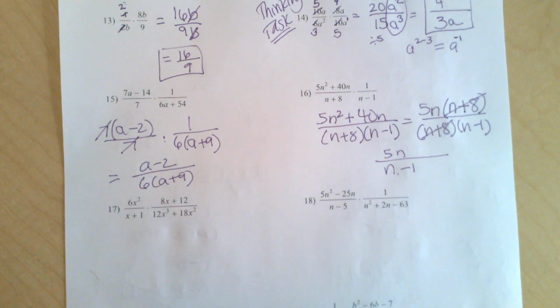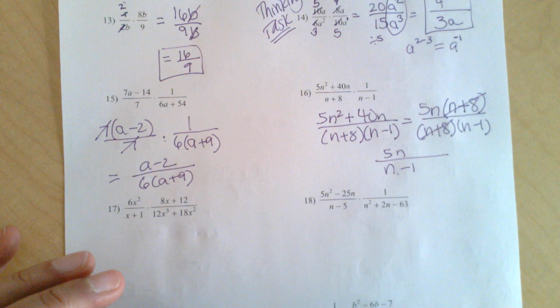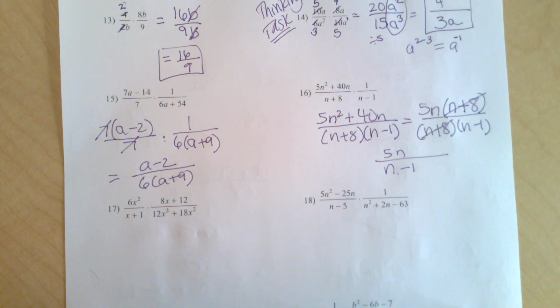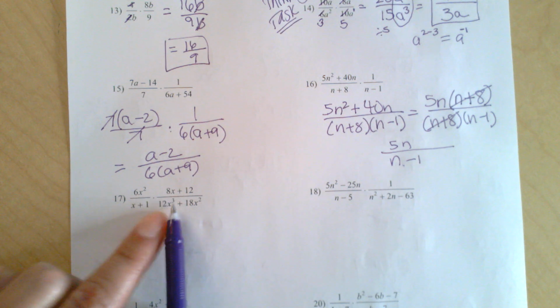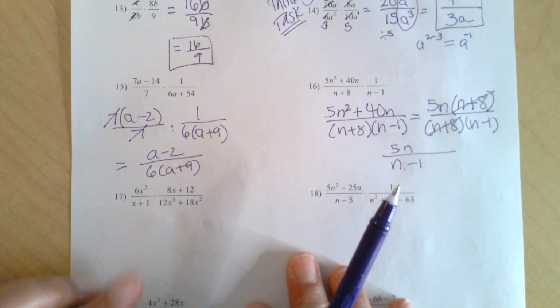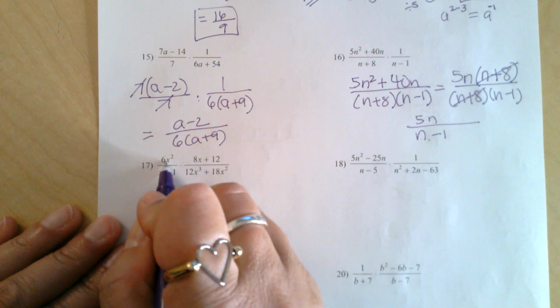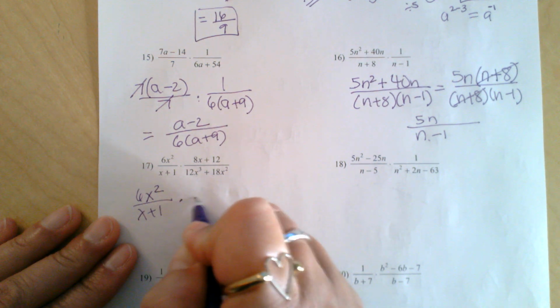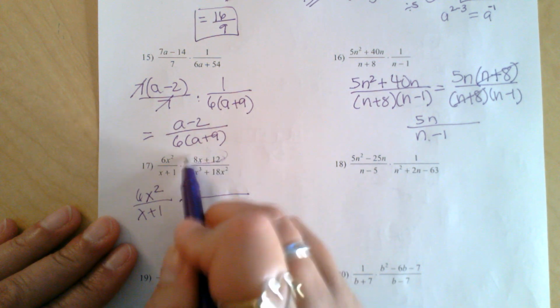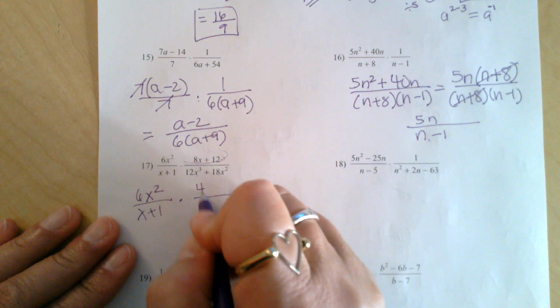Okay, so it really is finding a greatest common factor, bringing it all together. So for this one, I'm not going to bring it all together. I'm just going to factor what I can factor and then cross out. All right, I can't factor 6x squared. I can't factor x plus 1, right, multiplication. Can I factor 8x plus 12? Yes. I'm going to take out a 4.